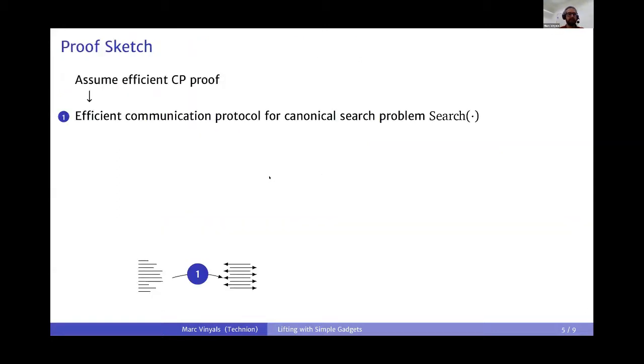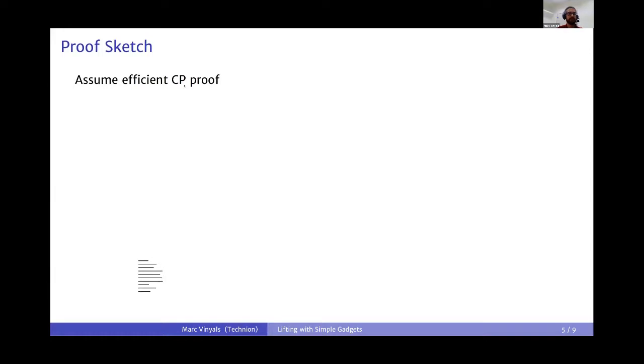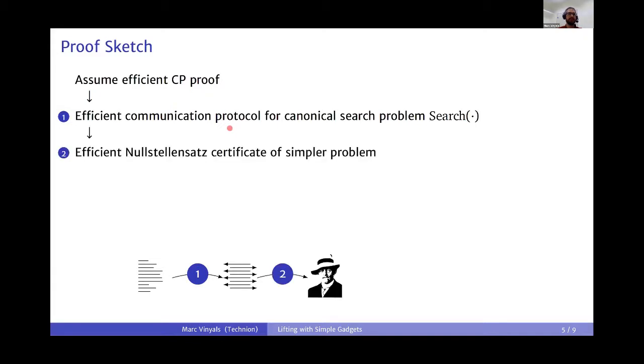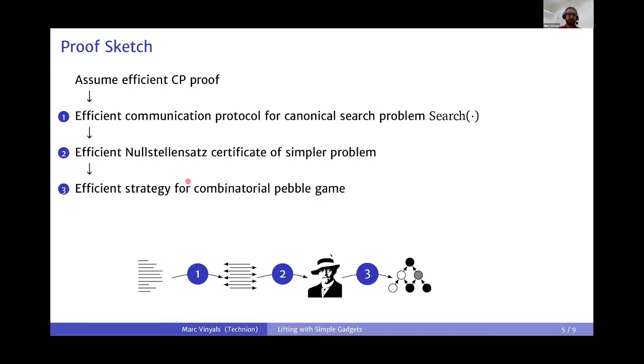So the proof is just a sequence of reductions. We start with a cutting planes proof. We translate that into a communication protocol. We translate that into a Nullstellensatz certificate, which is a simpler object. Then we translate that into an even simpler object, a strategy for a table game. And then we use known results for table games to get a contradiction with the fact that we started with a cutting planes proof that was too efficient.